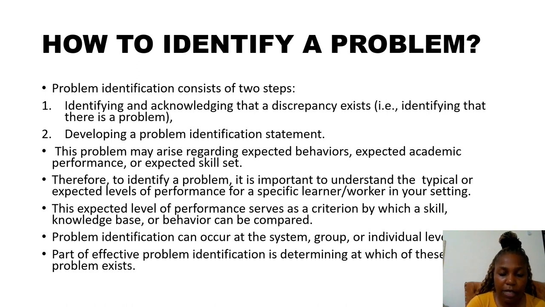Or the place where you work, or it can occur at the group level, maybe the team you are working with, or it can occur on the individual level. Maybe personally you have your own weaknesses which make you not achieve your goals. So part of effective problem identification is determining at which of these levels the problem exists. So remember, problems can occur from the system, the whole school system where you are working, or in the group, maybe the team you are working with, or as an individual, your weaknesses or your strengths.